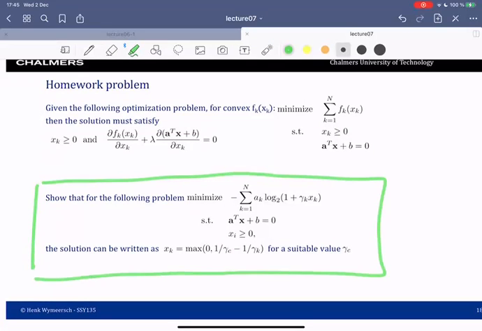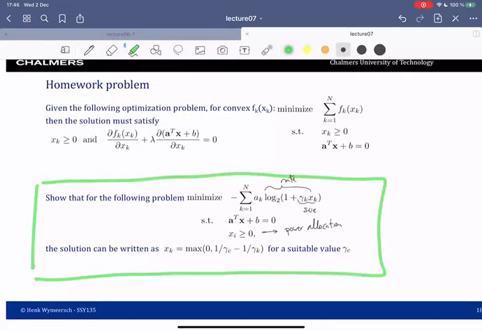So we have a problem that involves minimizing a sum of something like rates with weights. So this you can interpret something like a rate. And this you can interpret as something like an SNR. Subject to some constraint on these x's, and all of these x's are non-negative. And these x's you can interpret as a power allocation.